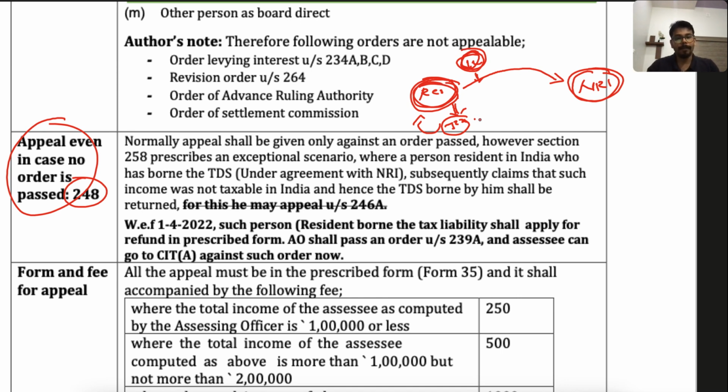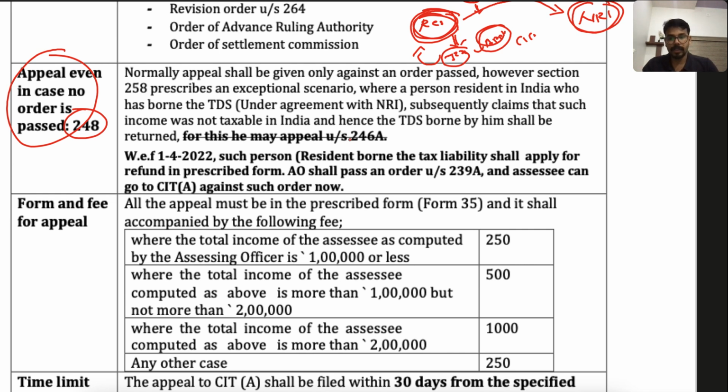Through the appeal. Earlier he had to submit an appeal before the CIT appeal. Now that has been done away with. Now they are saying that instead of going directly to appeal, this resident can file an application for refund. There is a new thing they brought in, an application for refund in prescribed form. So if that application is rejected by the proper office, then only can he go to CIT appeal.